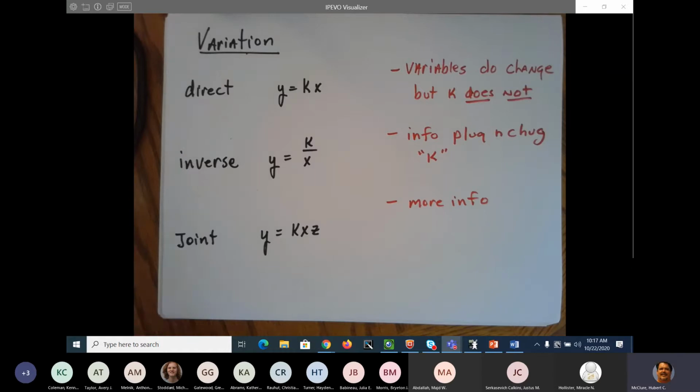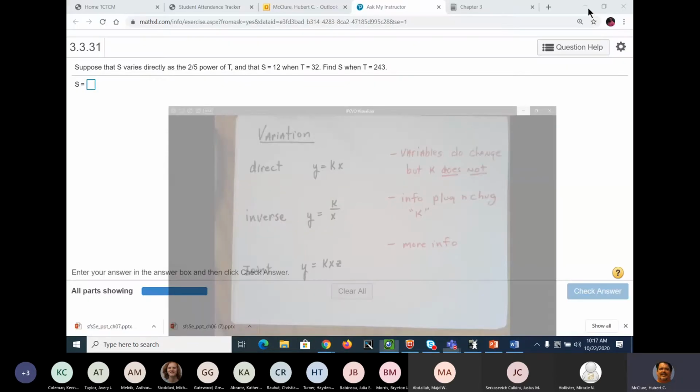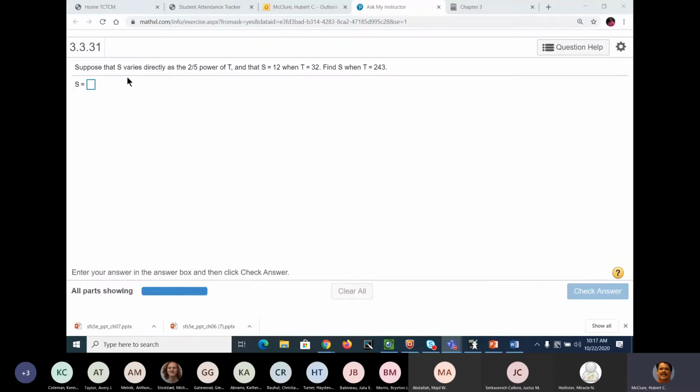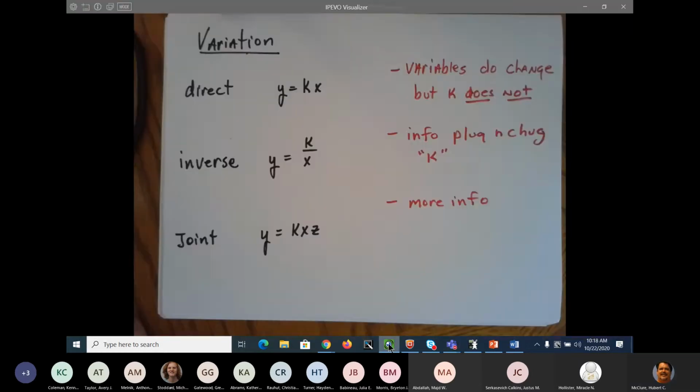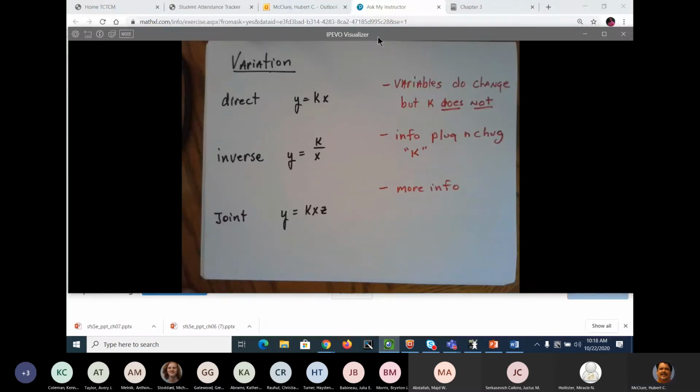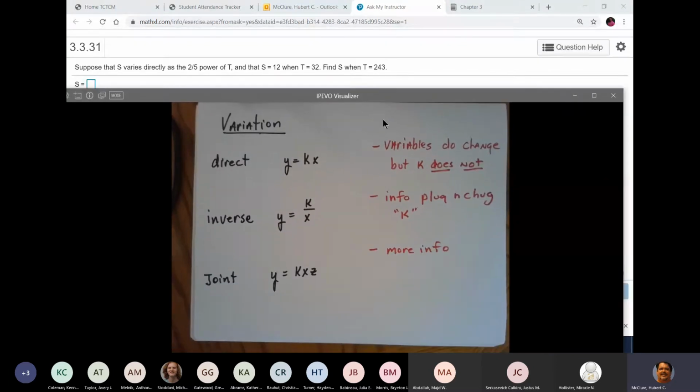So this problem says, suppose that S varies directly as the 2/5 power of T. Okay, so we're going to use direct variation. So I'm going to go to my handy dandy board right there, and I'm going to use a green color.